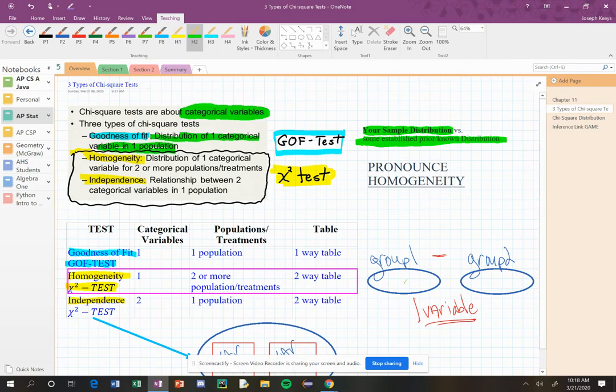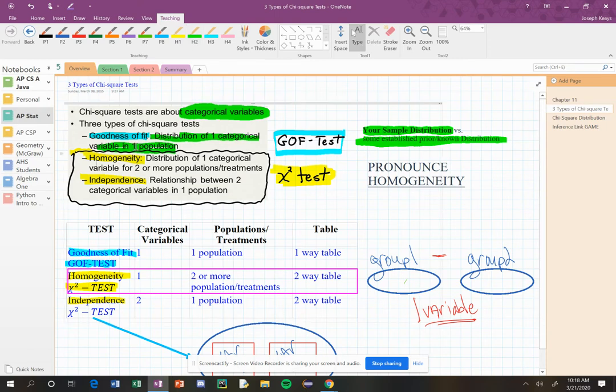The other two tests here are different. There are some similarities, and they are different. So these two tests are called tests for homogeneity and the test for independence.